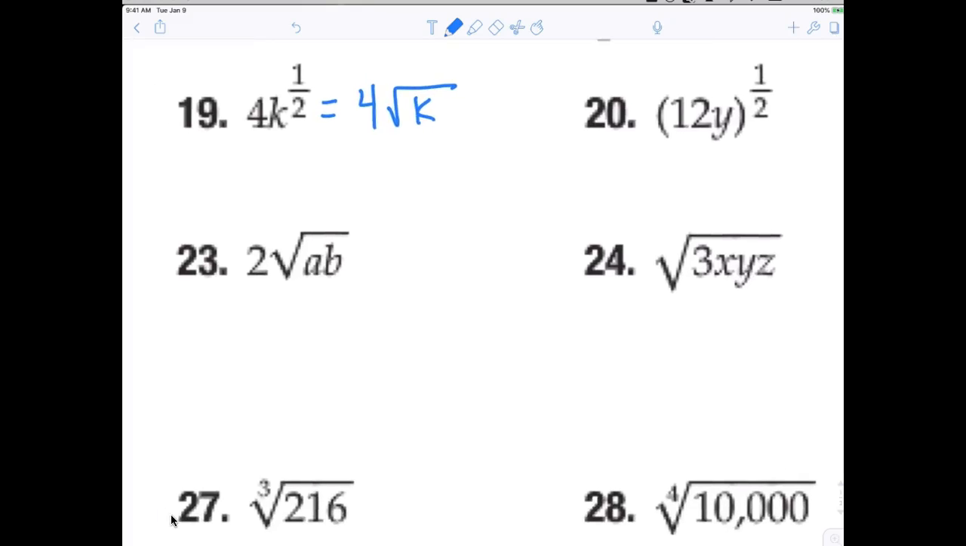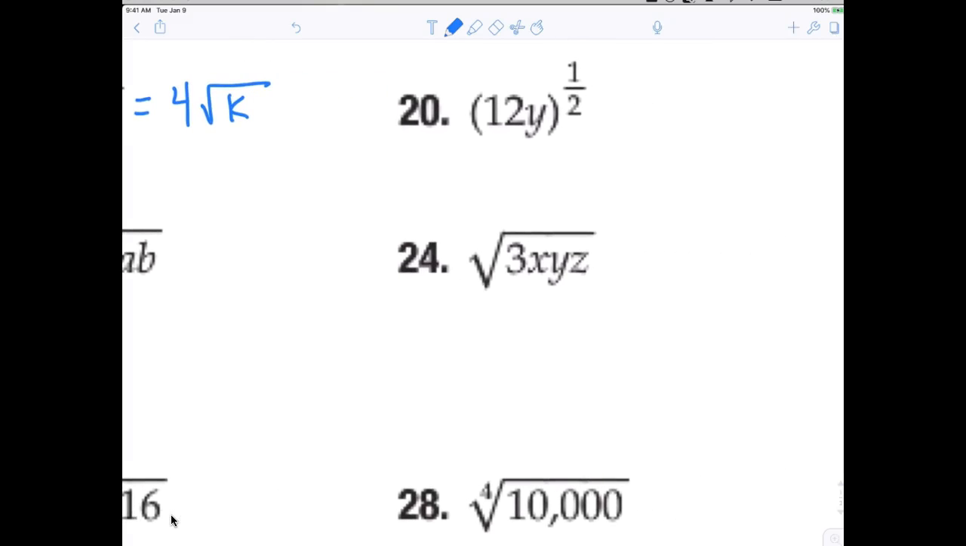They're trying to show you a difference between 19 and 20. All right, Miss Danzy, this would be what? The square root of 12. That would be the square root of 12y. Anybody have any issues with that?